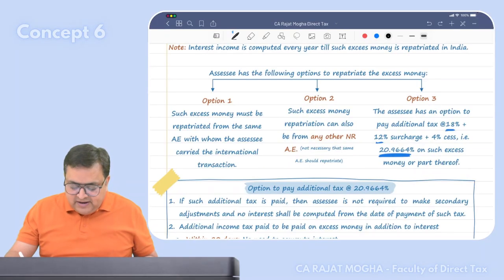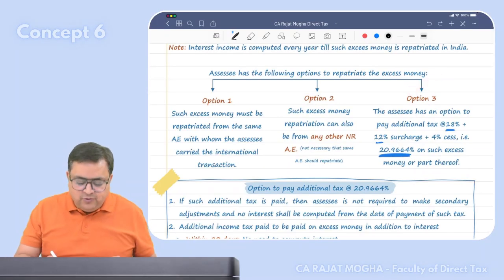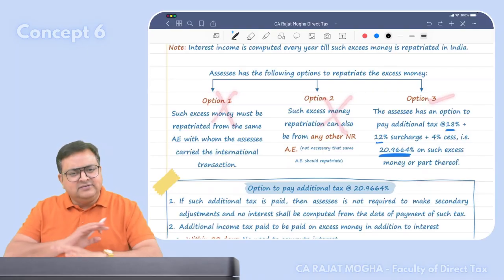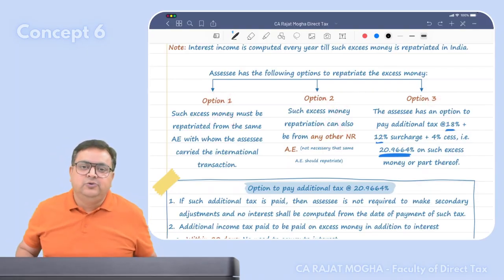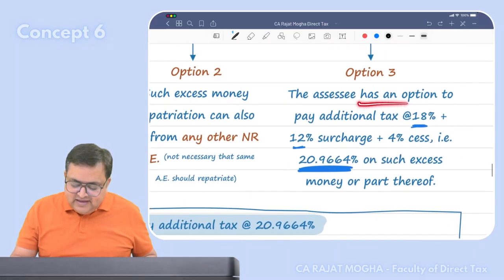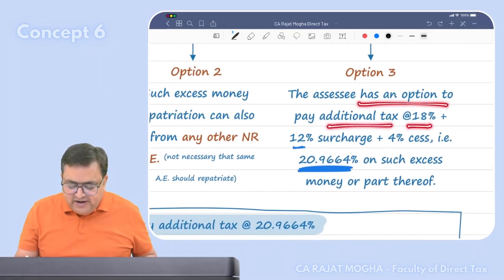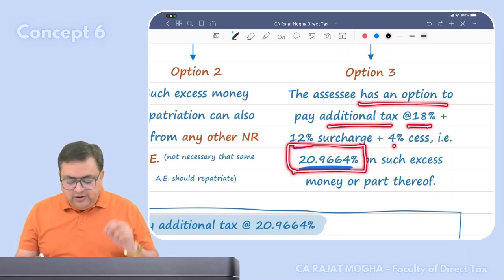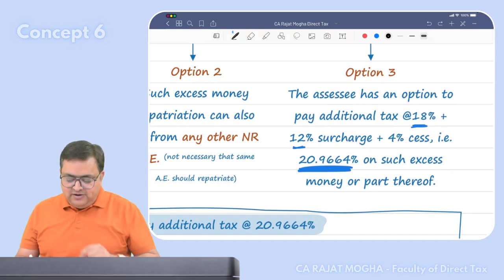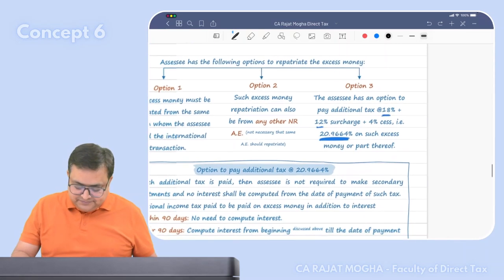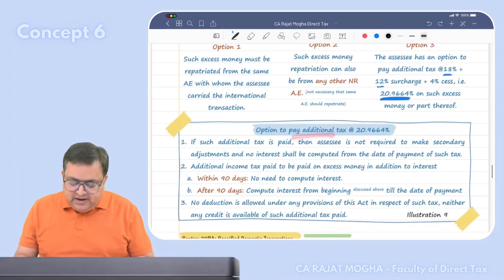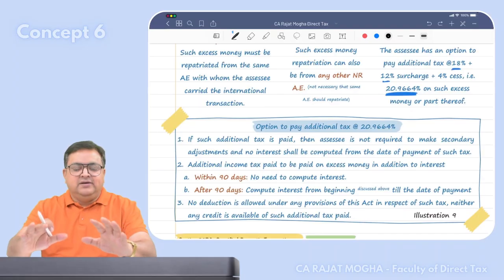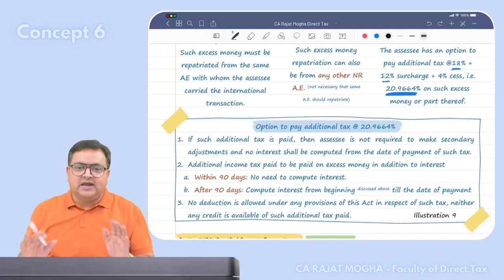Now, Nirmala Sitharaman has given one more benefit to the industry. They said, okay, if somehow these options are not possible, pay additional taxes, don't worry. No need to do the secondary adjustment. So the assessee has an option to pay additional tax at a rate of 18% plus 12% surcharge plus 4% cess, which will make it 20.9664% on such excess money. If such additional tax is paid, then there is no requirement to do the secondary adjustment.